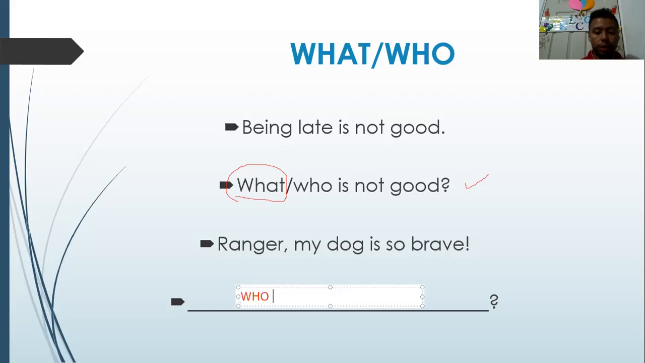Who is brave? Because, sorry, I forgot to mention this. Who is also for people and animals. Okay, again, one more time. Not only for people. Who is possible with animals? Okay, who is brave? And the answer is Ranger, my dog is so brave.